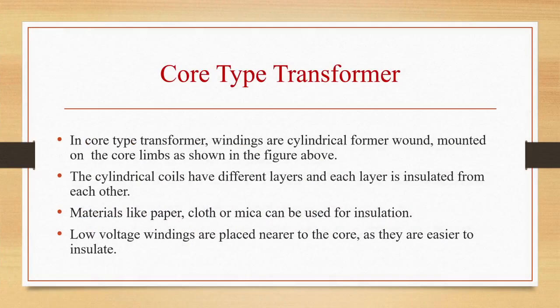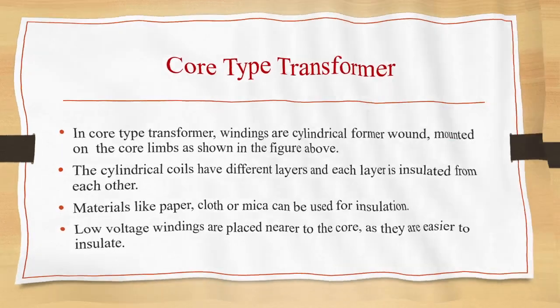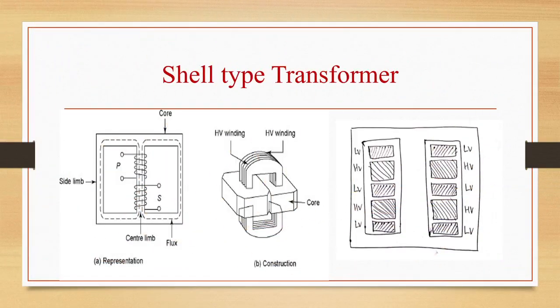In core type transformer, windings are cylindrical, former wound, mounted on the core limbs, and the cylindrical coils have different layers, and each layer is insulated from each other. Material like paper, cloth, or mica can be used for insulation. Low voltage windings will be placed nearer to the core as they are easier to insulate.